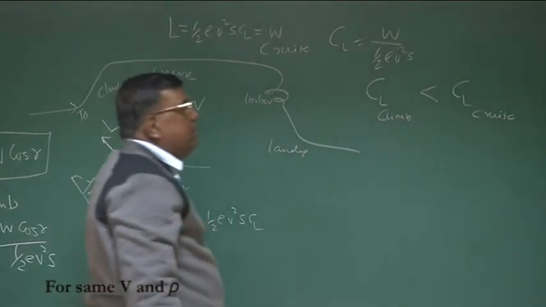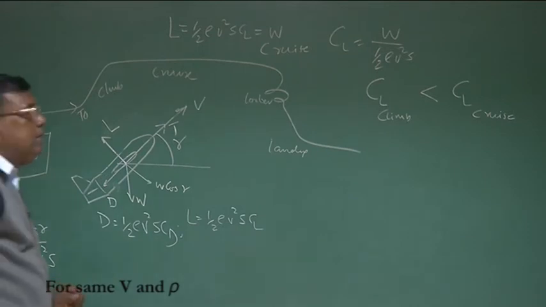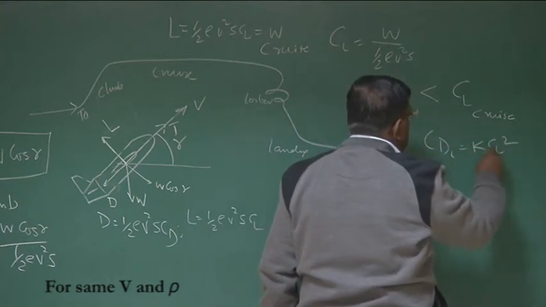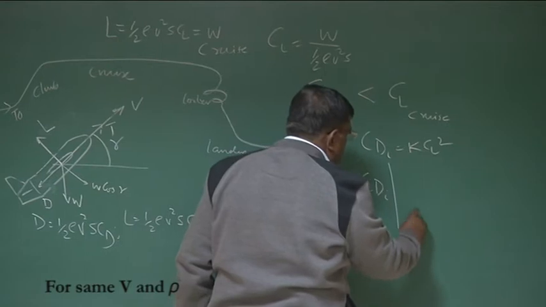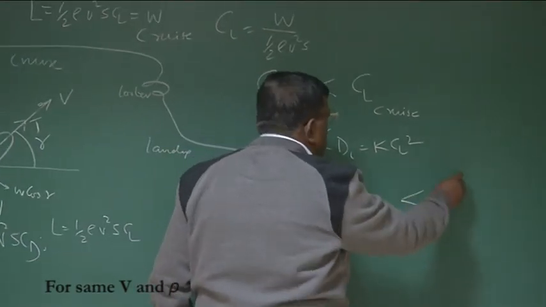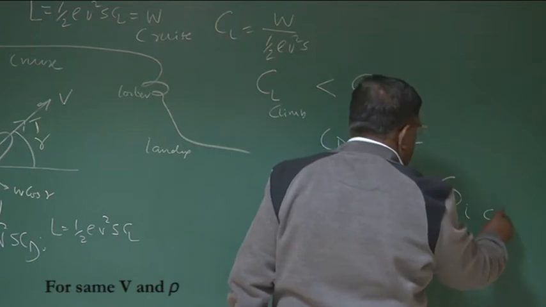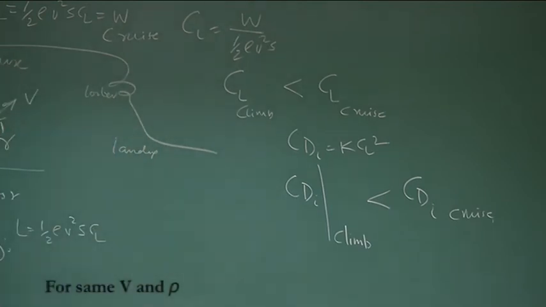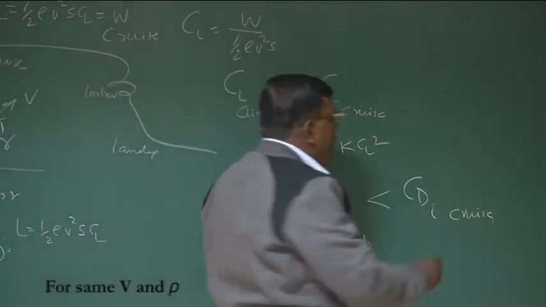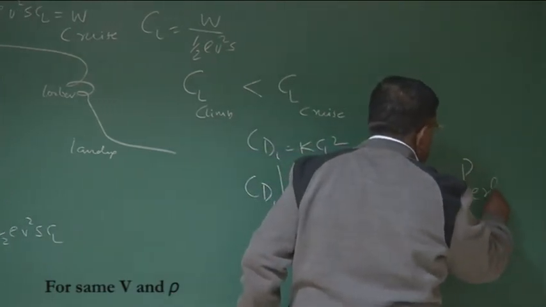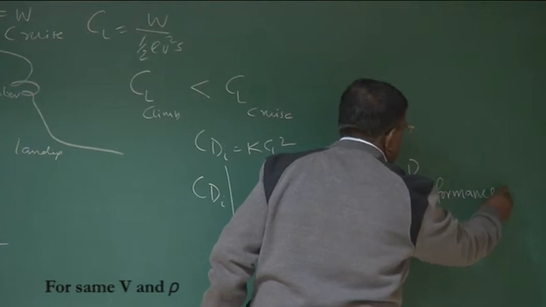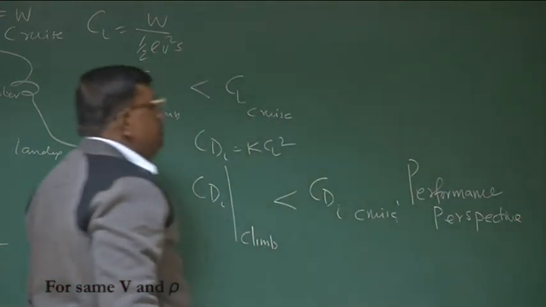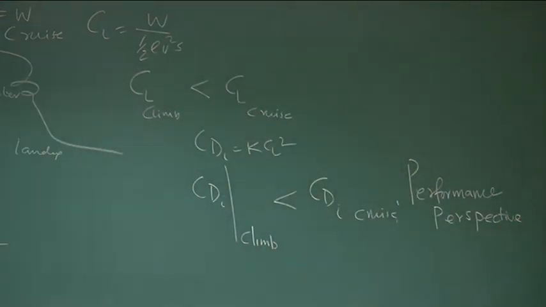So what is the implication of this? In performance we have seen that the induced drag coefficient CDI, which is K CL square, for a climb is less than CDI for a cruise. That is a drag coefficient. Okay? CDI for a climb is less than CDI for a cruise. This is from my performance perspective. No issue, right? But from stability and control point of view, what does it mean?